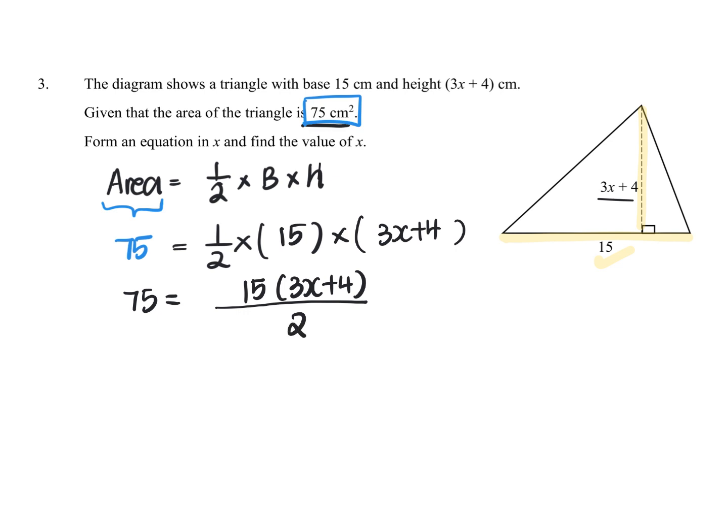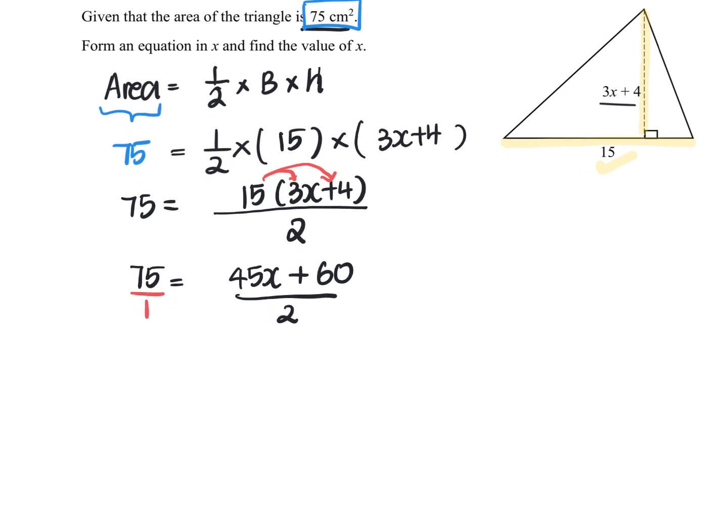Alright, then as you can see, there's a bracket over here. We can multiply the numbers inside. So this will be 75 equals 15 times 3, 45x plus 15 times 4, 60 over the number 2. Okay, then now how can we get rid of the denominator? We can do a cross multiplication. Multiply away the 2. Alright, so in this case 75 times 2, that gives me 150. And then this one will be 45x plus 60.